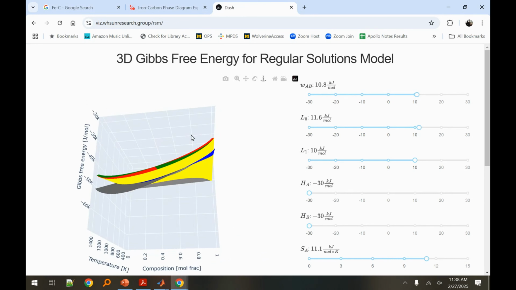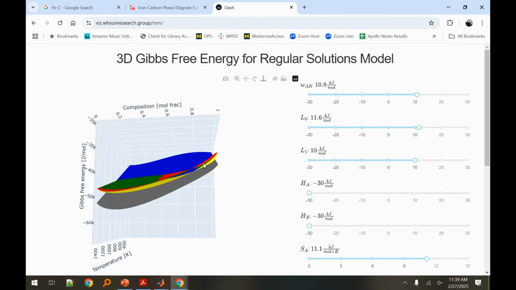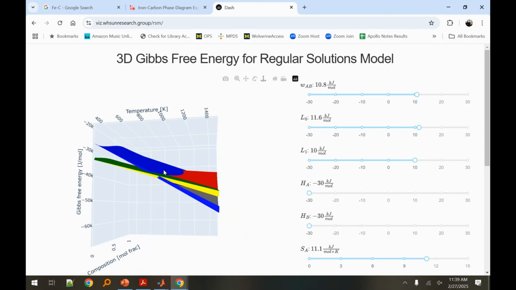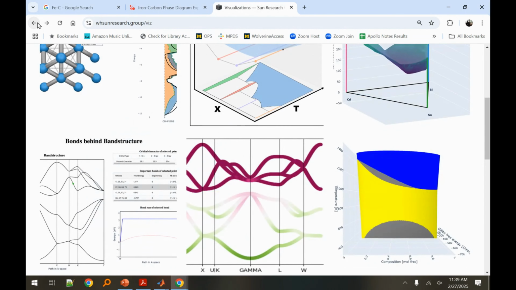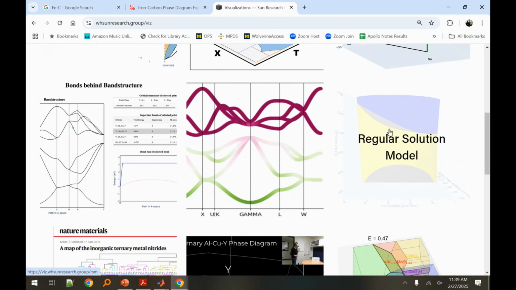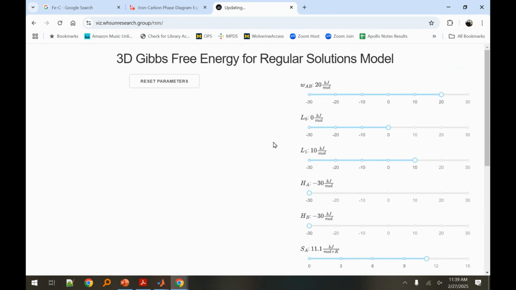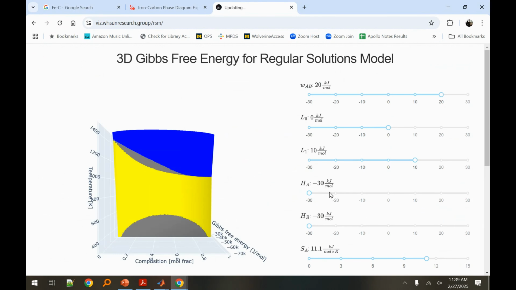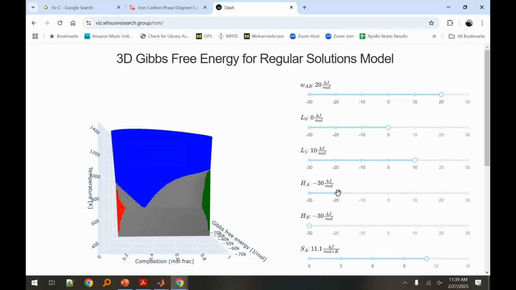Again, just as a little plug, the way to get here is my research group is whsunresearch.group. You go to visualizations, you scroll down to regular solution model. And so you can play with all the terms that are needed. I can play with the enthalpy offset. I can play with every free parameter in this model, and you can see all the phase diagrams that can emerge from it. I did this in MATLAB earlier, but with a couple more days of work, you could produce something like this.